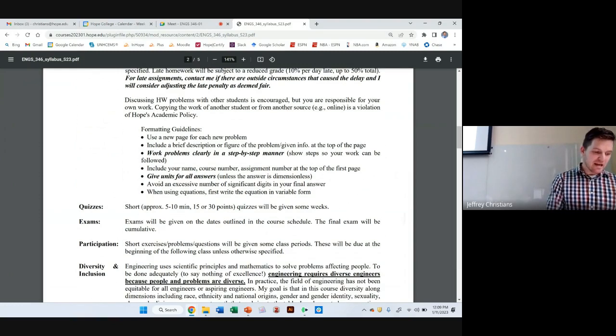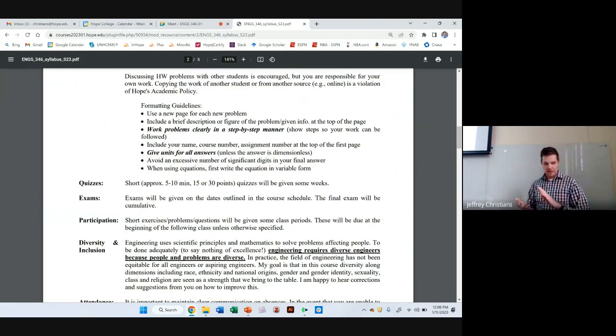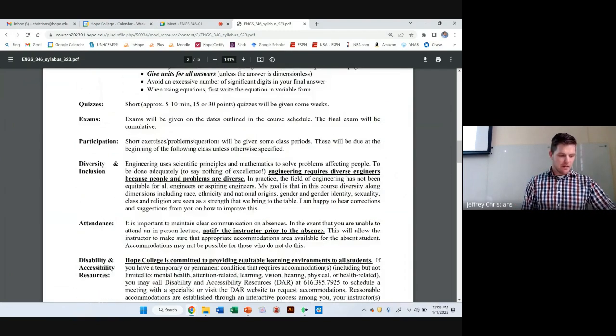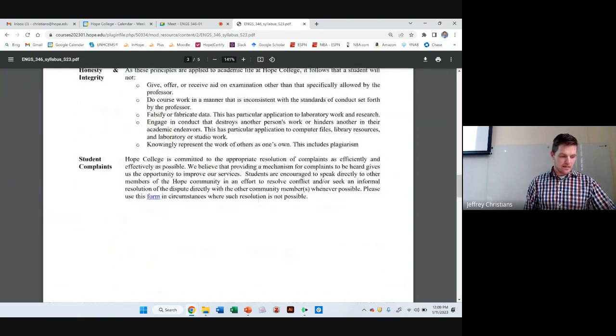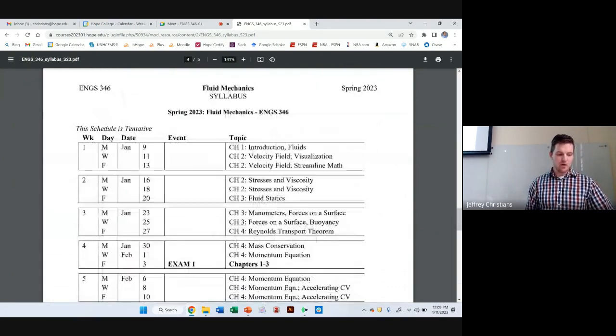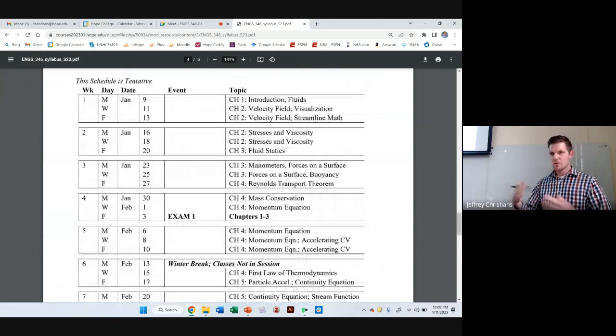Exams, we're going to have 3 exams. We're going to have participation assignments that feel kind of like what they did in Thermo. In addition to the exams, we'll have a couple quizzes. The quizzes will be announced before they're given. They're going to be short at the beginning of class, kind of like what we did in Thermo.